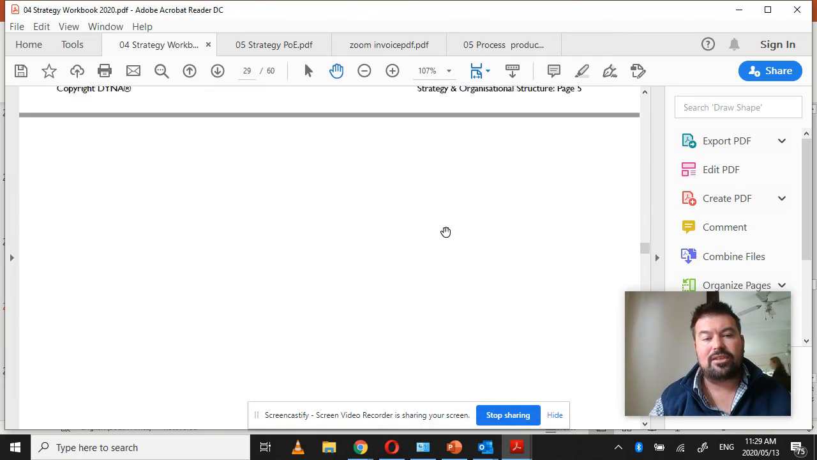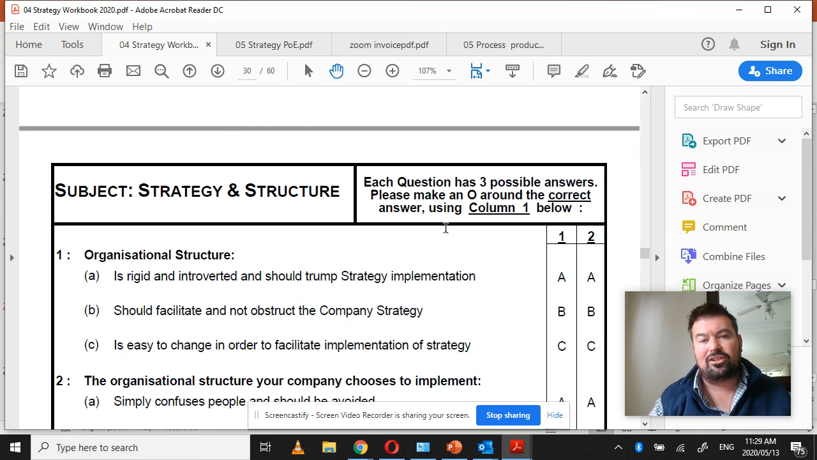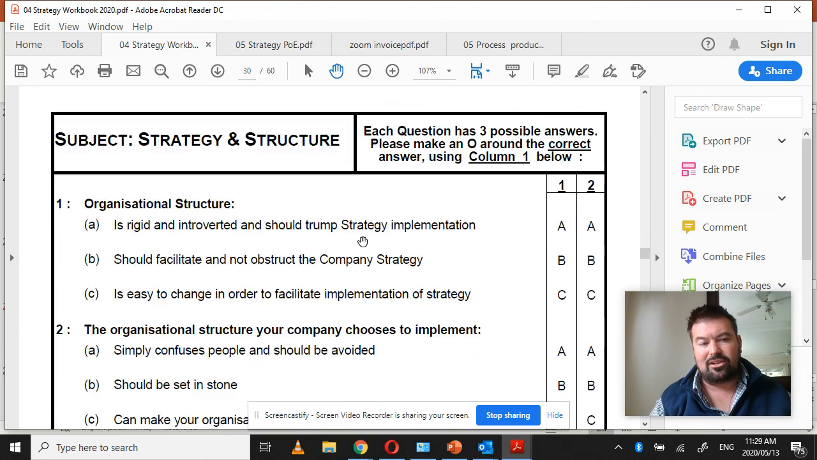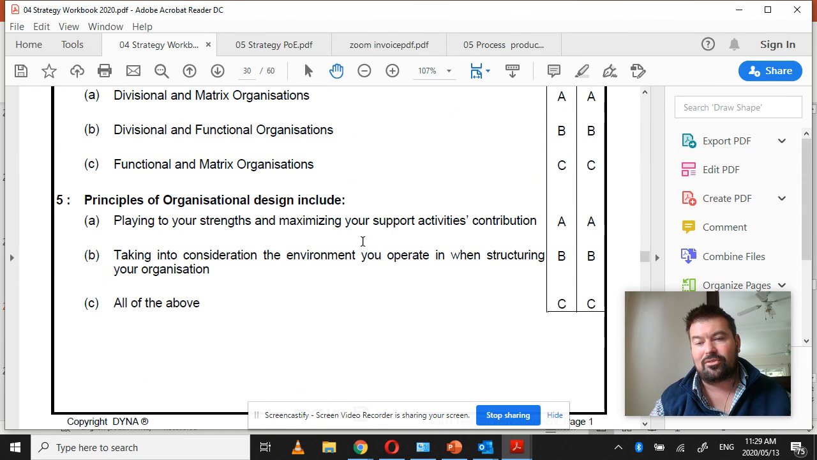Okay, once you've done with that, you are then going to do a value test on strategy and structure. So that is your next thing that you're going to be doing: you're going to read through the organizational structure, and then you're going to do your value test on strategy and structure. Okay, so I think there are 5 questions. So go through those 5 questions, give it your best shot. I'll come back with the answers. But just get familiar with those different kinds of organizational structures.